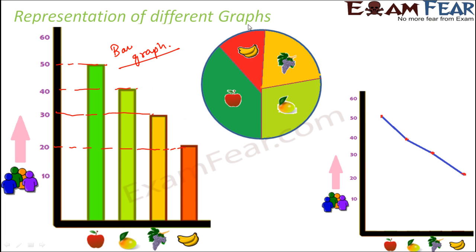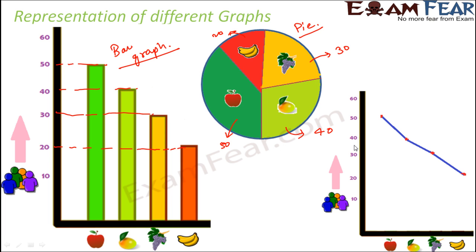The same thing can be represented using a pie chart. So you see here, this is how a pie chart looks. For banana, it is a smaller section, the red colored section. For grapes, it is a bigger section. For mango, it is even bigger, and for apple, it is the maximum because in apple, you have almost 50 people. Similarly, in mango, you have around 40. In grapes, you have around 30, and for banana, you have just 20.